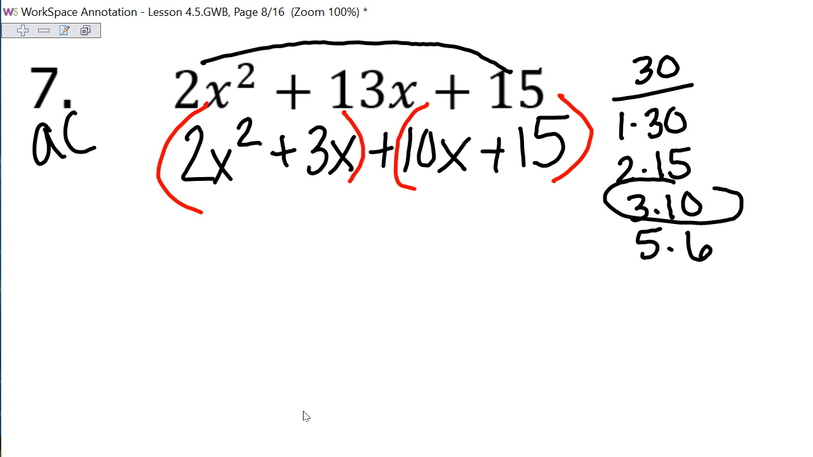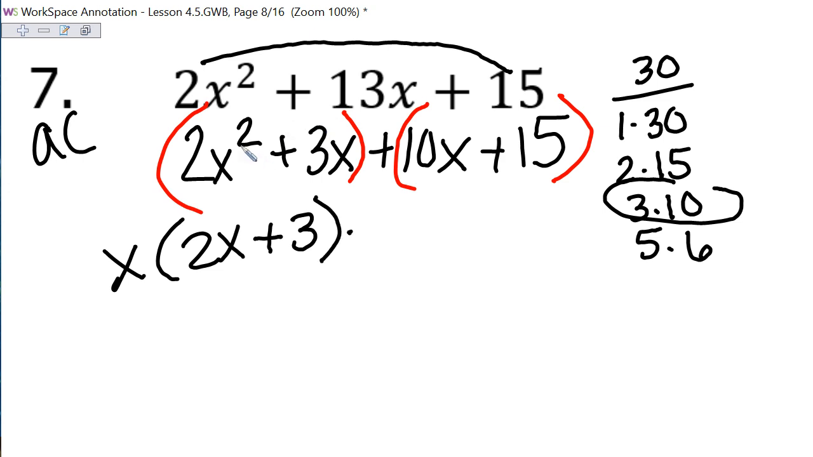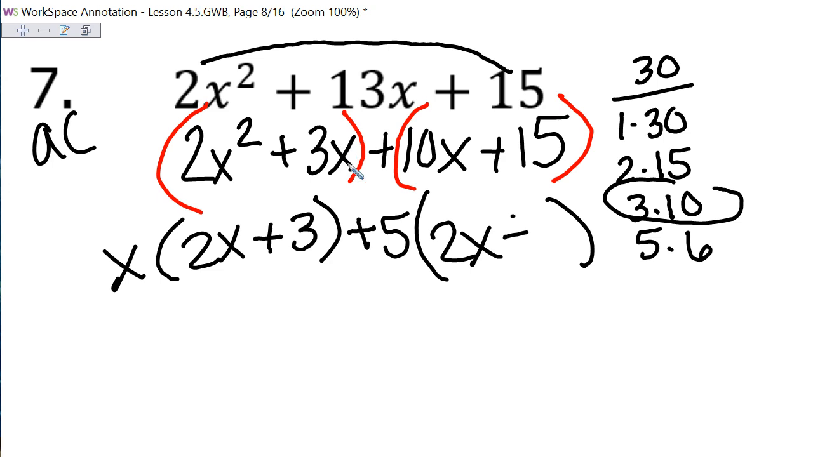Factor out the GCF out of both groups. So looking at the first group, what's the GCF between 2x squared and 3x? X. What would go in the parentheses? 2x plus 3 is right. For the second group, what's the GCF between 10 and 15? 5. And if the first one in the group is positive, it's going to be a positive 5. And what goes in the parentheses? 2x plus 3. Now we're ready to write our 2 answers.